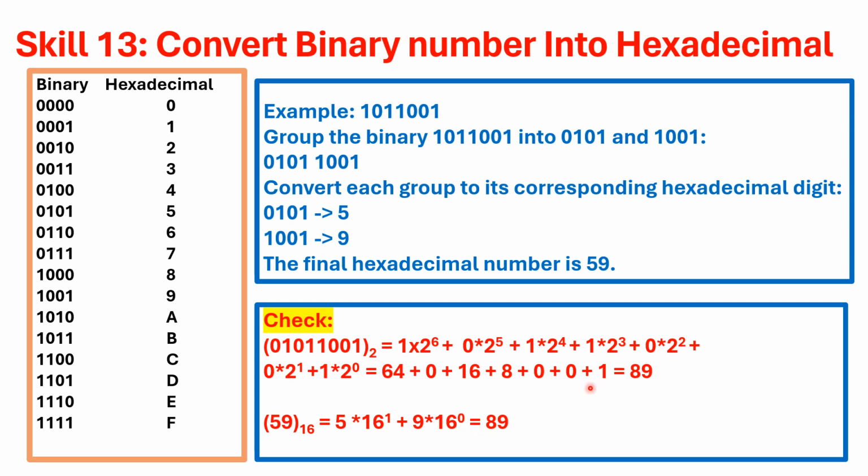You will see that both the binary to decimal conversion and the hexadecimal to decimal conversion give 89. So we can say that this binary pattern is represented by 59 in hexadecimal.